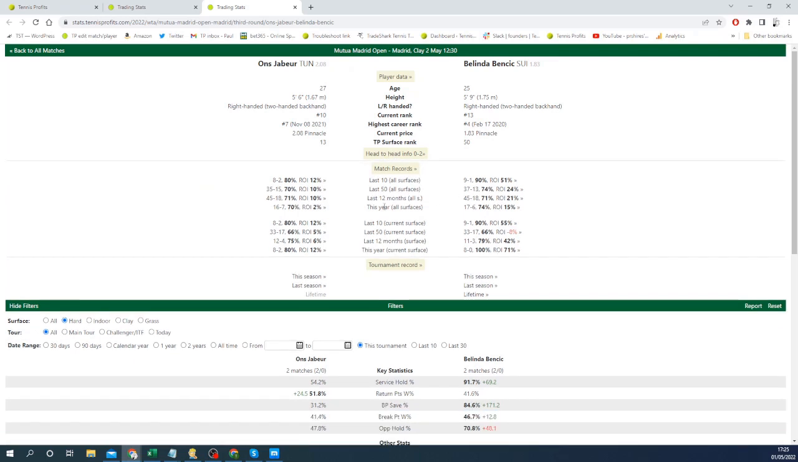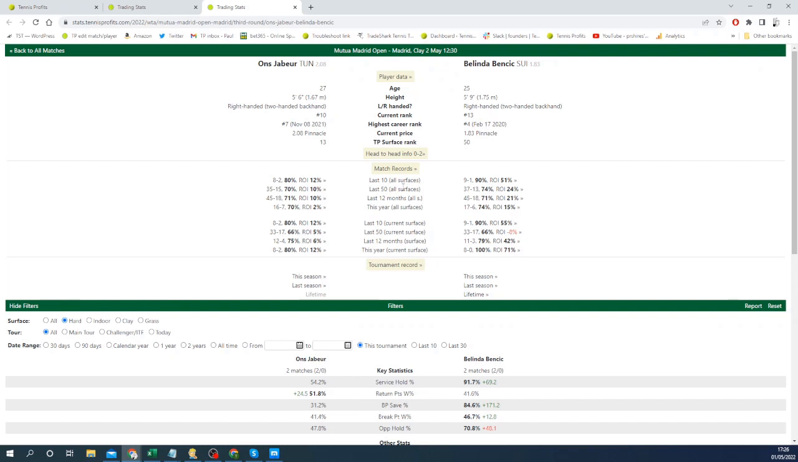Okay, then you've got the match records for different time periods. The top 4, I've had these separated out so that the top ones are for all surfaces, and then the second group of 4 are for the current surface. In this case it's clay. So you've got the last 10.